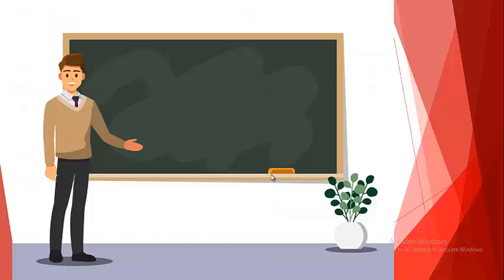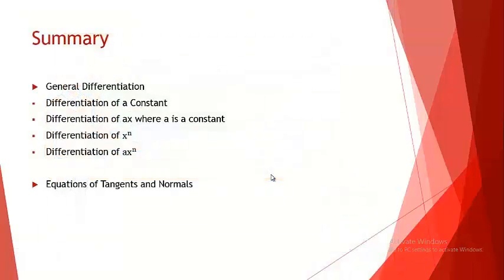So that's it for this tutorial. I hope you enjoyed learning about general differentiation, where we learned about differentiation of a constant, differentiation of ax where a is a constant, differentiation of x to the power n, and differentiation of ax to the power n. So any constant differentiated with respect to x is 0, and we found when ax is differentiated with respect to x it gave us a, as the power of x is 1. The differentiation of x to the power n would give us nx to the power n take away 1, which is we multiply by the power and take away 1 from the power. And the differentiation of ax to the power n gives us anx to the power n take away 1. And also we learnt about equations of tangents and normals.